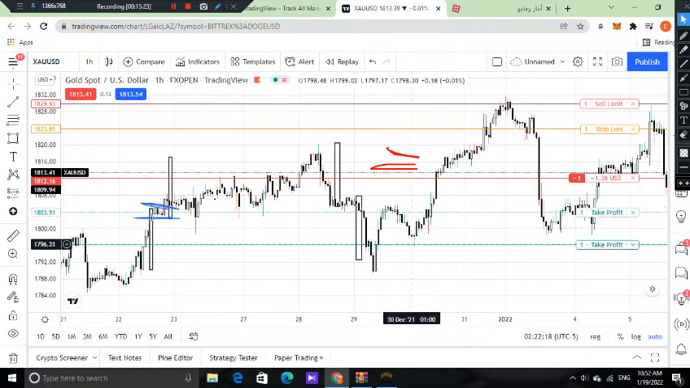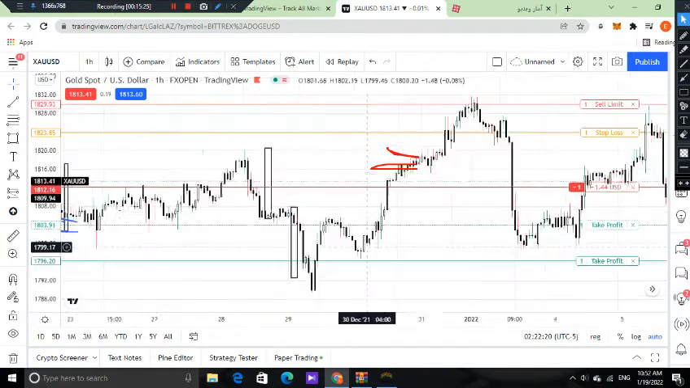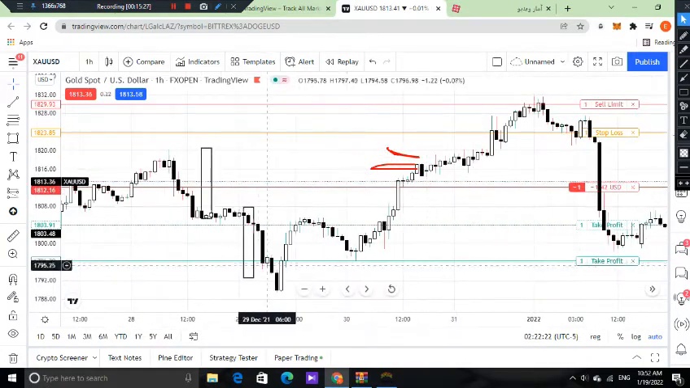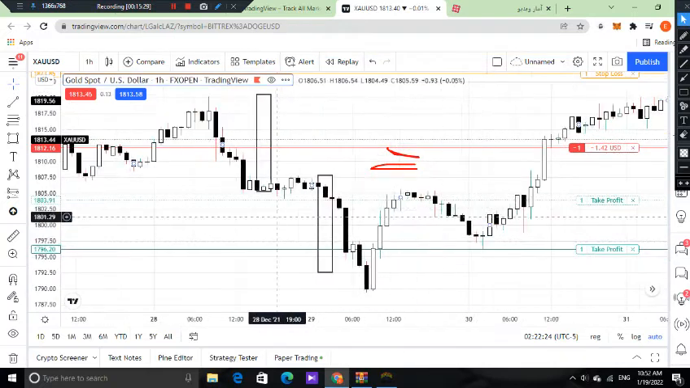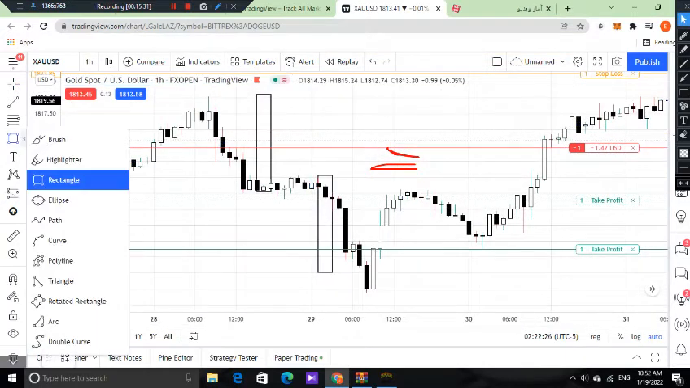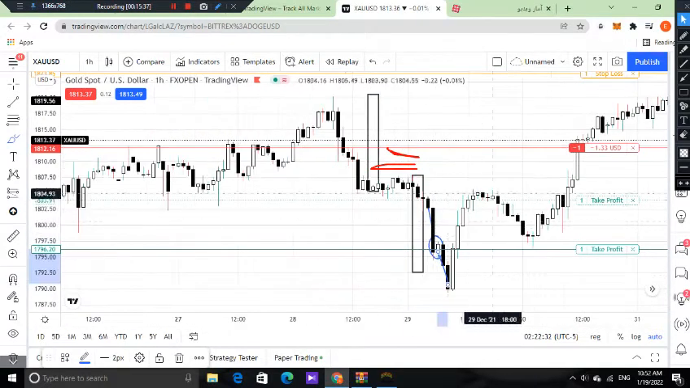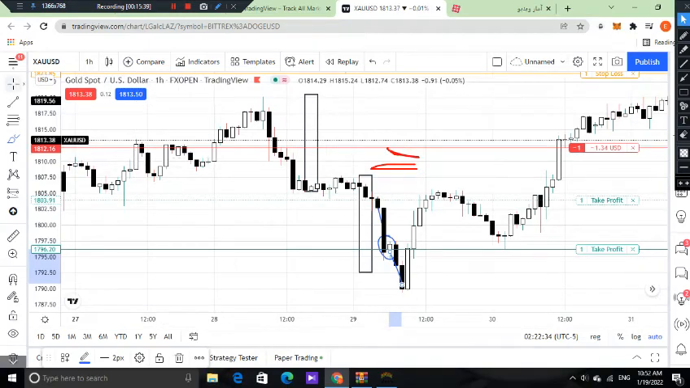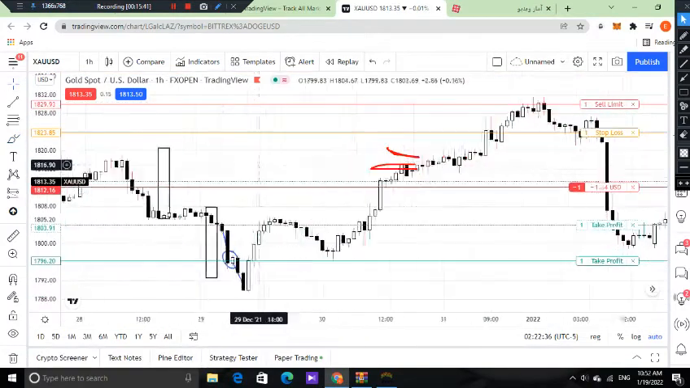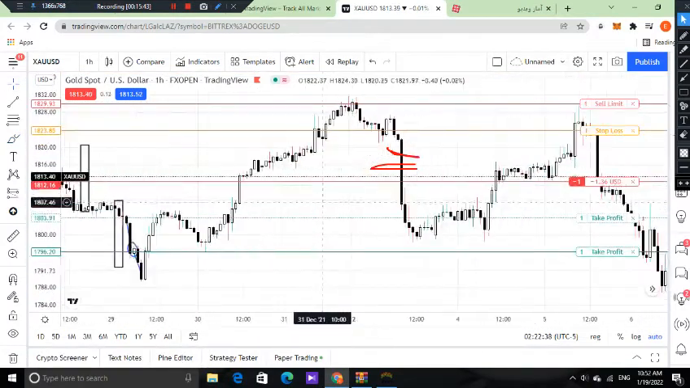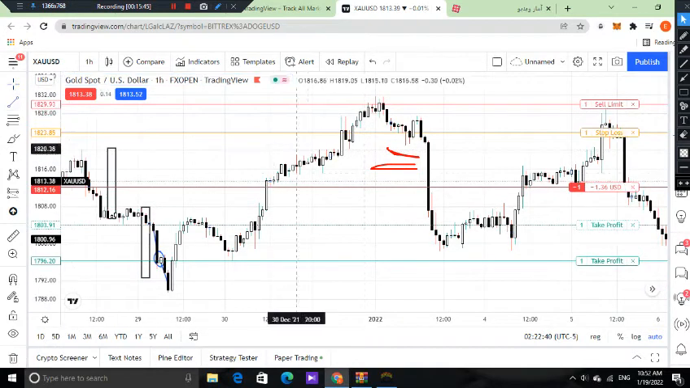It's a flag, but this one is the final flag. This one single candle, which you can see in a lower time frame, it's more obvious if you see it in a lower time frame. This flag is more obvious.